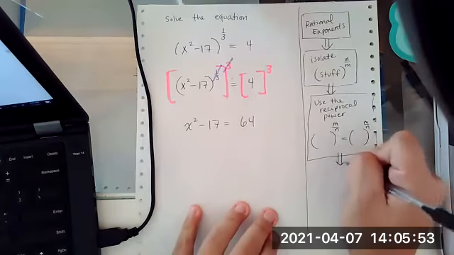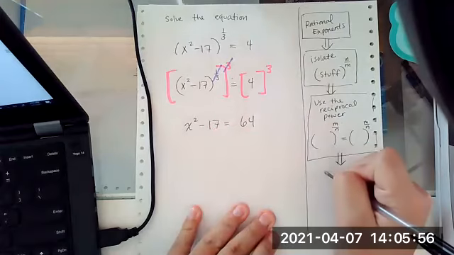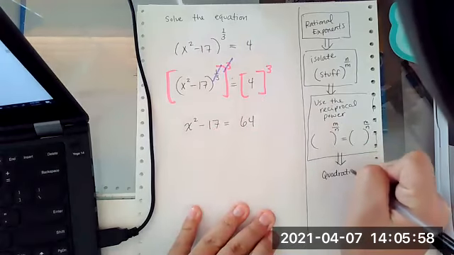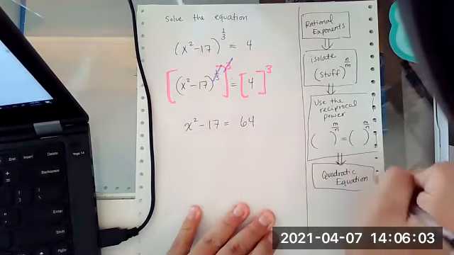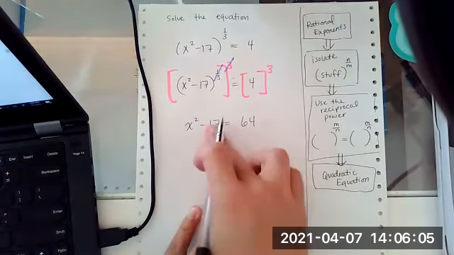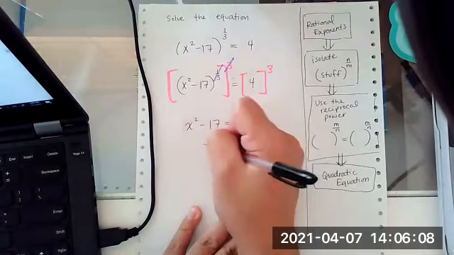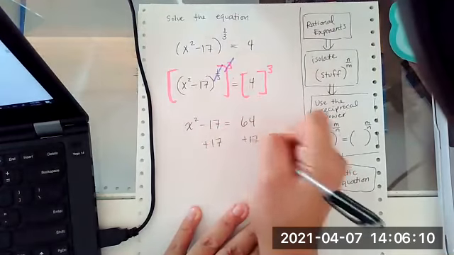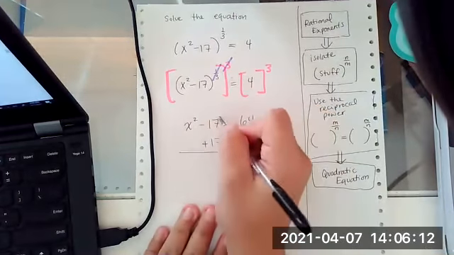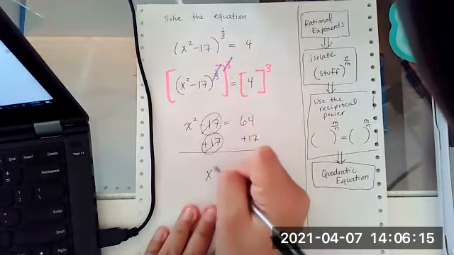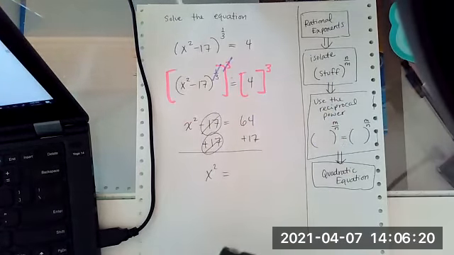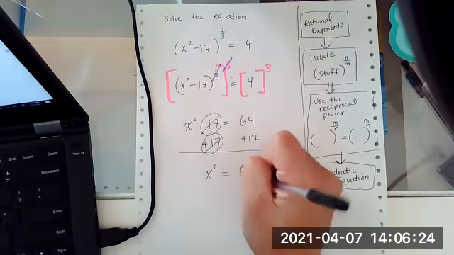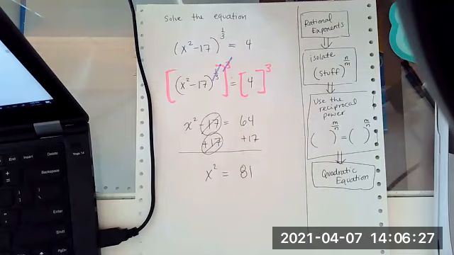Well, now we're just trying to solve the equation, and in this case, we have a quadratic equation. I think the easiest way to solve the quadratic equation here is to get the x squared by itself by adding 17 to both sides. These guys will cancel. And this will be, I have no idea, 64 plus 17. It's about that time where the brain fog sets in. 81 looks right to me.